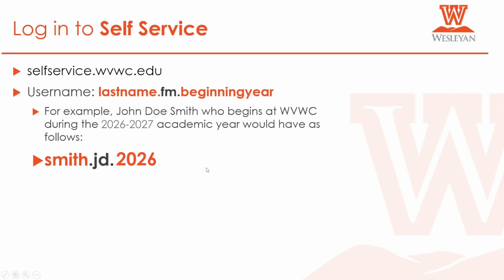So for example, if your name is John, middle name Doe, last name Smith, then it's going to be Smith, all lowercase, period, J for John, D for Doe, another period, and then the year you're starting. If you don't have a middle initial, it'll just be a single letter. Great, so go ahead and write that down, and let's try to figure out what your password is.